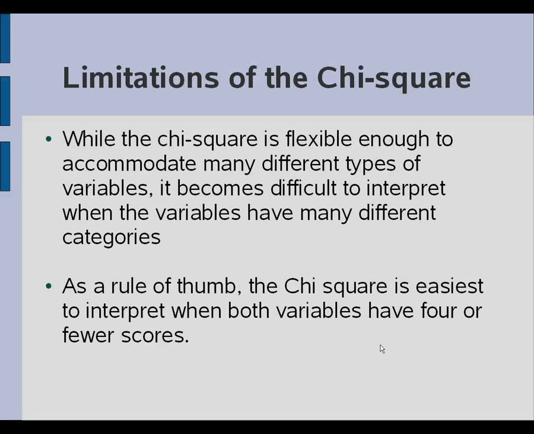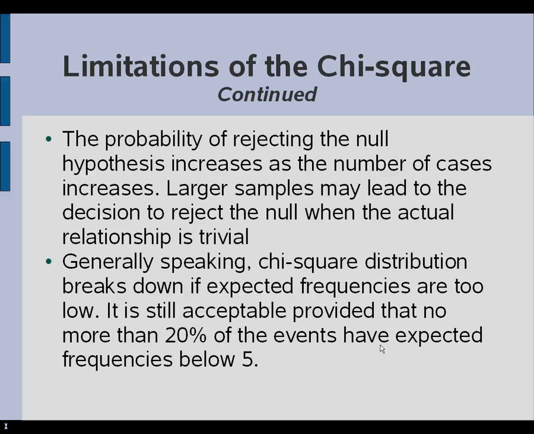The limitations of the chi-square. While the chi-square is flexible enough to accommodate many different types of variables, it becomes difficult to interpret when the variables have many different categories. As a rule of thumb, the chi-square is easiest to interpret when both variables have 4 or fewer scores.